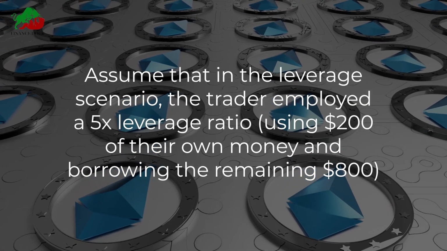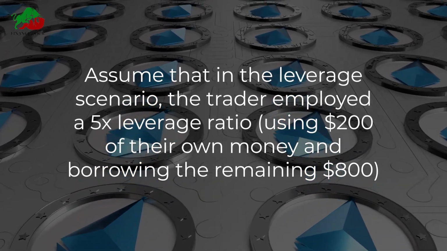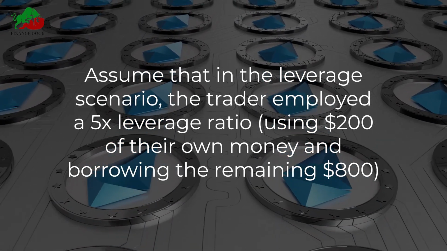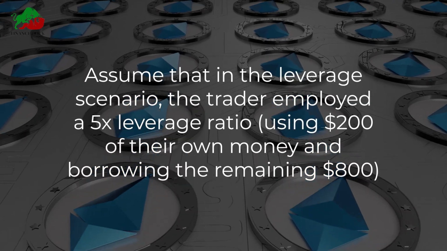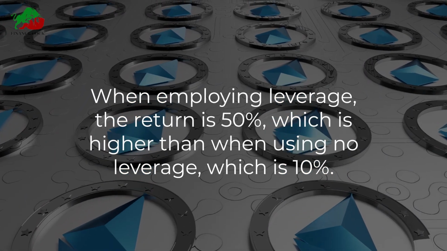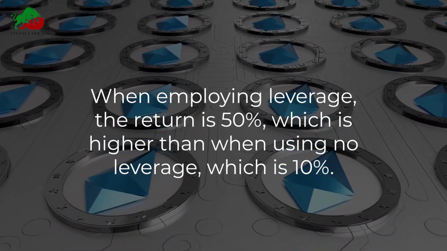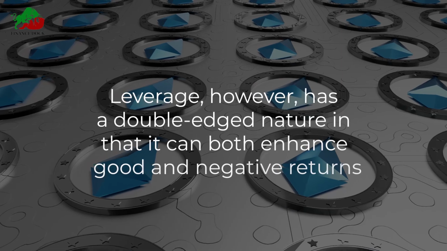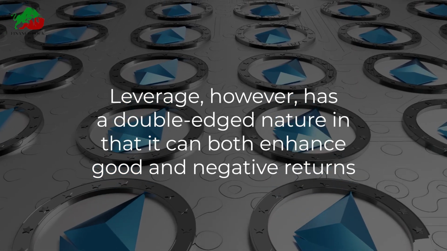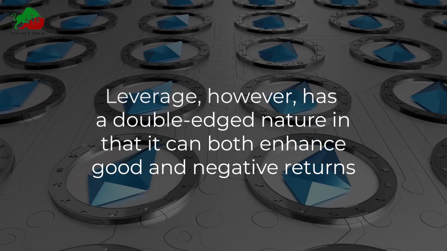Assume that in the leverage scenario, the trader employed a 5x leverage ratio, using $200 of their own money and borrowing the remaining $800. When employing leverage, the return is 50%, which is higher than when using no leverage, which is 10%. Leverage, however, has a double-edged nature in that it can both enhance good and negative returns.